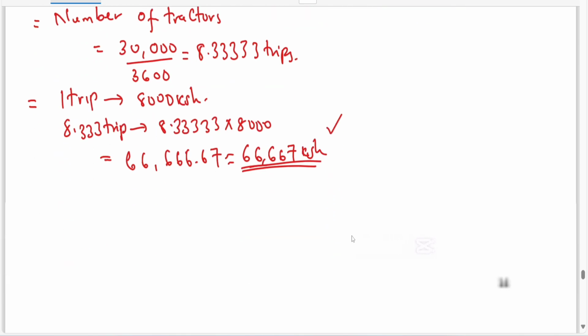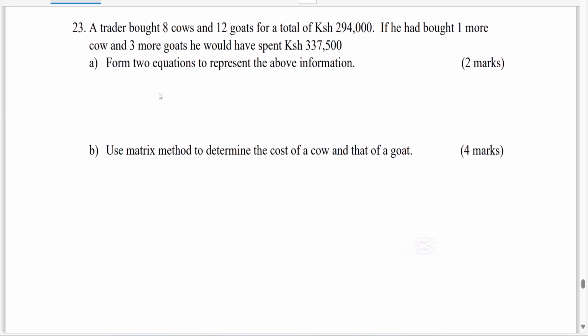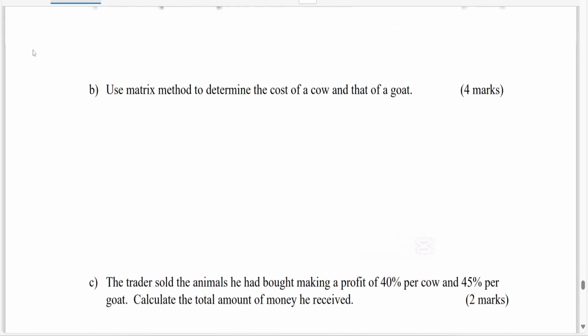Okay, let's continue with the other question. And the question is about matrices. So under matrices, question 23 says a trader bought 8 cows, 12 goats for a total of 294,000 shillings. If he had bought one more cow and 3 more goats, he will have spent 337,500 shillings. Question A, form 2 equations to represent the above information. Question B, use matrix method to determine the cost of a cow and that of a goat. And question C and D, we'll read it afterwards.